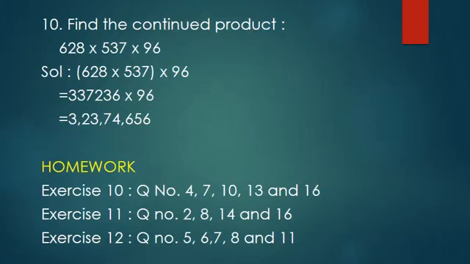Now question number 10, find the continued product. 3 numbers are given, you have to multiply them. So first you have to make a group and then multiply. 628 into 537 we will write in the bracket, and outside the bracket multiplied by 96. So you will get the answer.